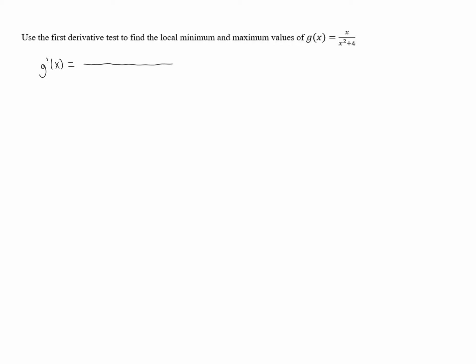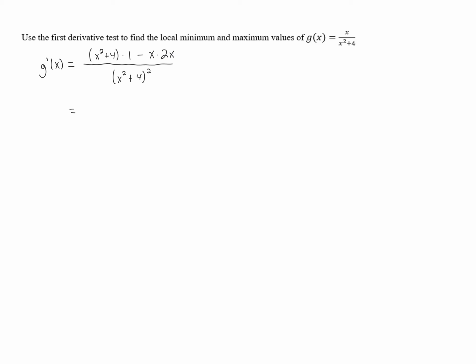The derivative of the quotient, remember we've got that way to remember: low d high minus high d low. So we've got the lower function, which is x squared plus 4, times the derivative of the higher function, the derivative of x is 1, minus the higher function, x, times the derivative of the lower function, which is 2x, all over x squared plus 4, quantity squared.